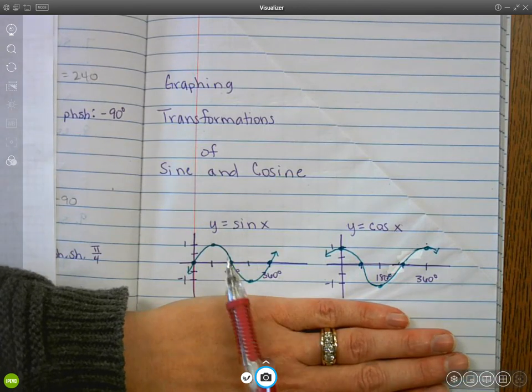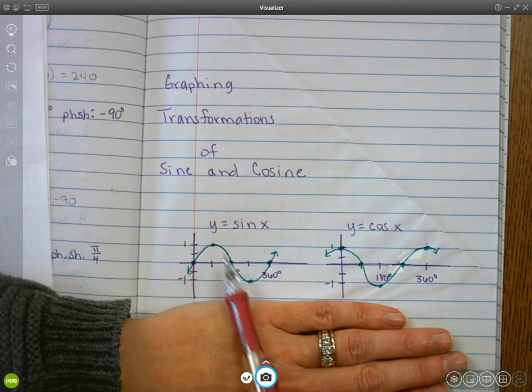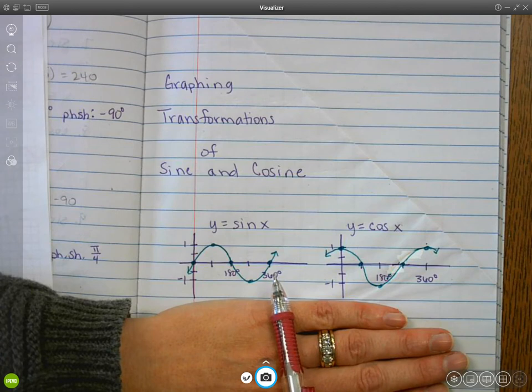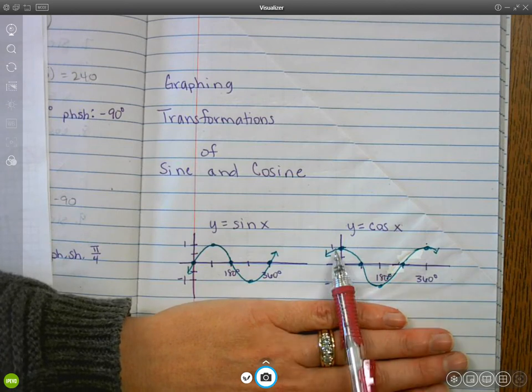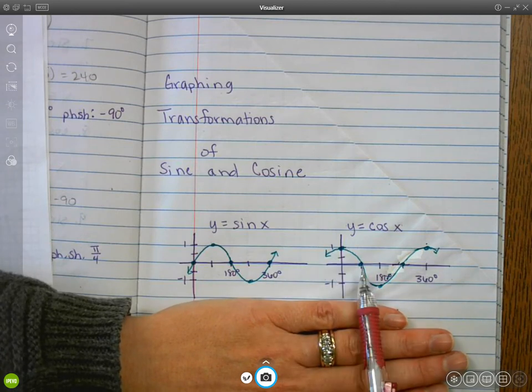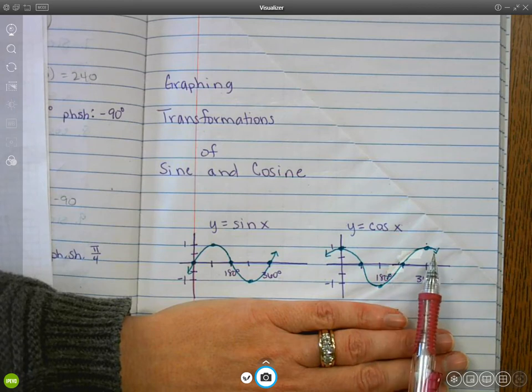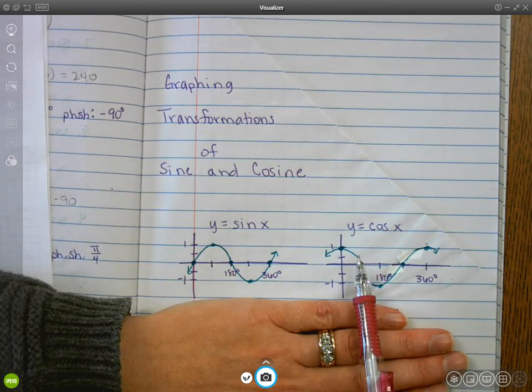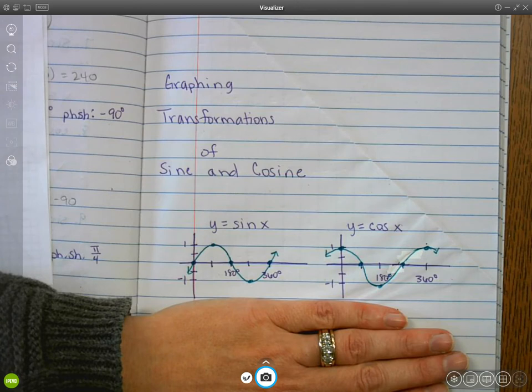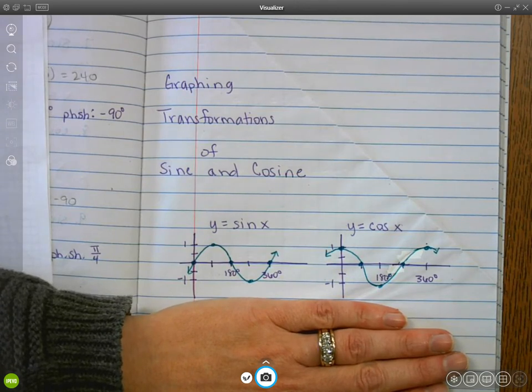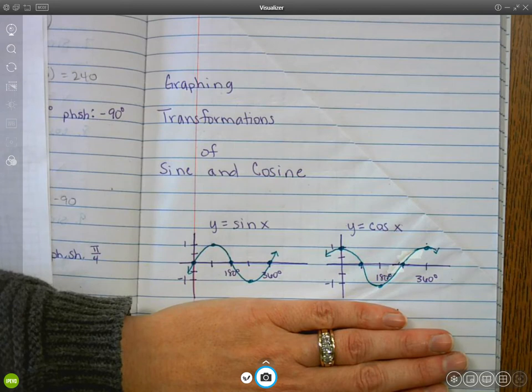All right, so again, for sine, it's 0, 1, 0, negative 1, 0. For cosine, it started at 1, so it's going to go 1, 0, negative 1, 0, 1. You just need to remember what the basic shapes look like and where those 1s and 0s are for graphing transformations. Again, for your parent function test, you got to know all of those points that we did on Wednesday.